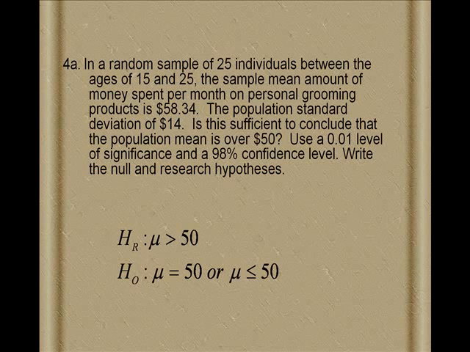Or we could put the complement of the research hypothesis, mu less than or equal to 50. Because if we reject H0 and conclude HR is true, we will have rejected any of the other hypotheses where the population mean is less than 50 as well.